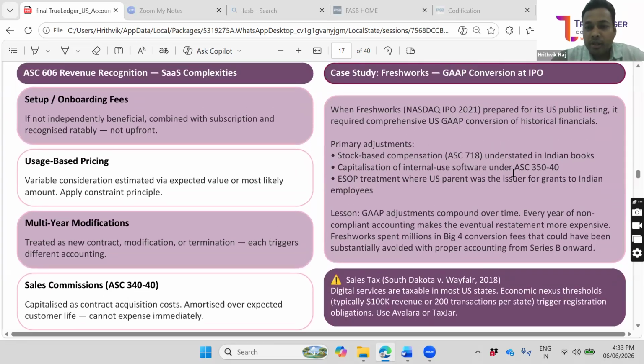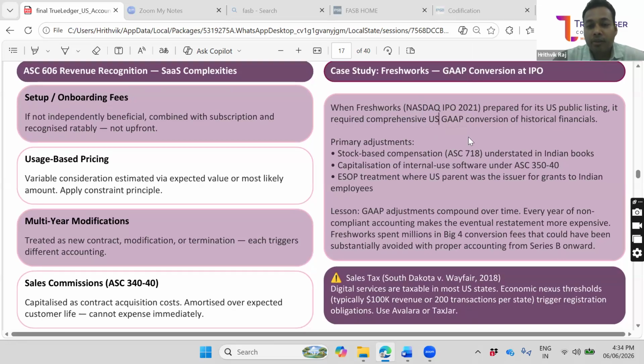Freshworks is an Indian company which wanted to list on Nasdaq in an IPO in 2020. When you list something, you need your books of account converted as per US GAAP. So when they were trying to list, they found something about capitalization. They had some assets they wanted to capitalize, as I told you, intangible assets. In the US, there's very little scope for capitalization.